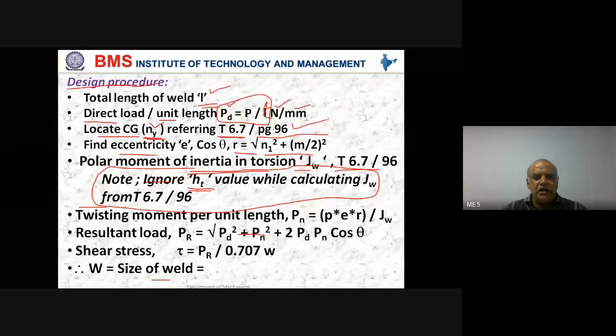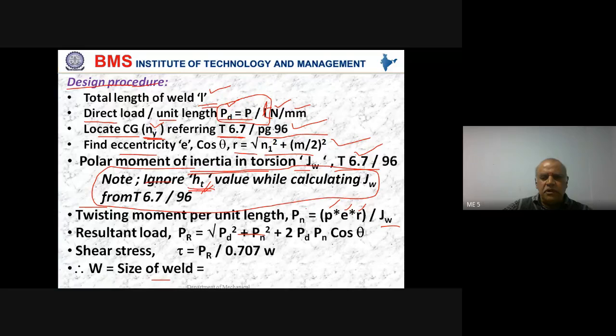So while calculating JW, ignore the value of HT. Are you with me? Yes, sir. So next is twisting moment per unit length, given by Pn, that is equal to P into E into R. P is the load, E is eccentricity, R is the radius of the weld that we find out at this stage. JW we would have found out in the previous step.